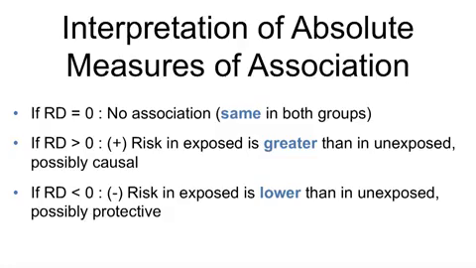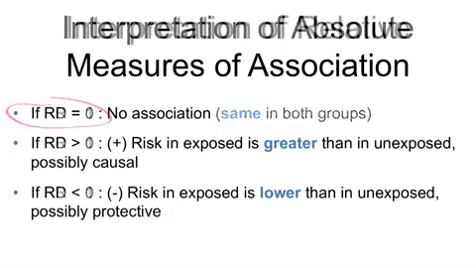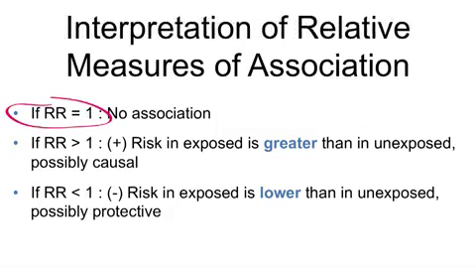For absolute measures of association, i.e. differences, if the risk difference is equal to 0, then there is no association, i.e. the risk is the same in both groups. If the risk difference is greater than 0, then the risk in the exposed is greater than in the unexposed. And if the risk difference is less than 0, then the risk in the exposed is lower than in the unexposed. Note that the null value for differences is 0, while for the ratios the null value is 1.